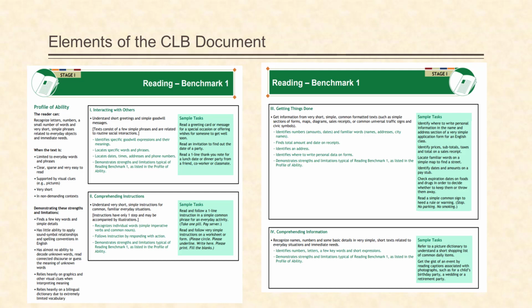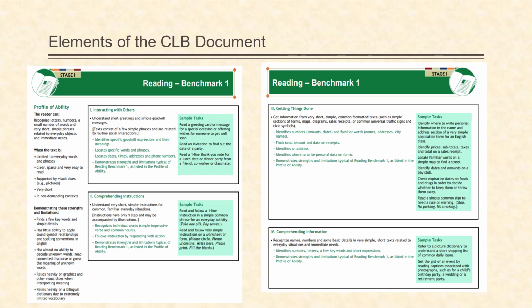Each benchmark includes a profile of ability, competency statements, and sample indicators of ability. Together, they make up a benchmark level for one skill. Sample tasks illustrate the competency statements in real-world context. For each language skill, there are 4 broad competency areas, each reflecting different purposes or functions of language use. I will only talk about those that are used for the reading skill.